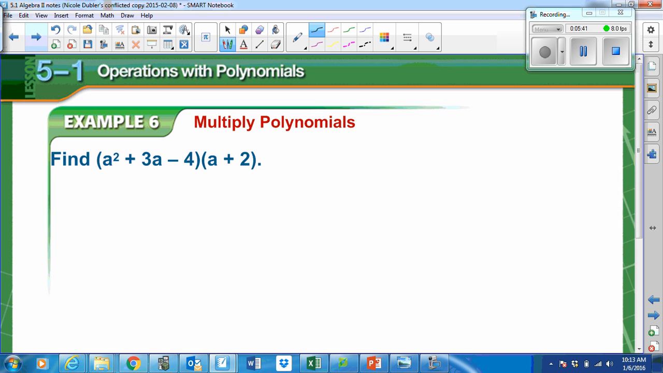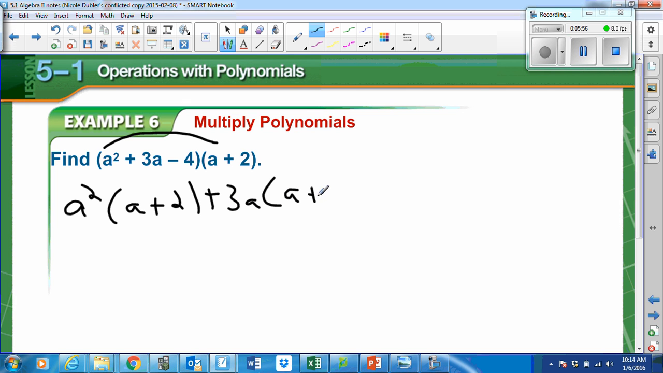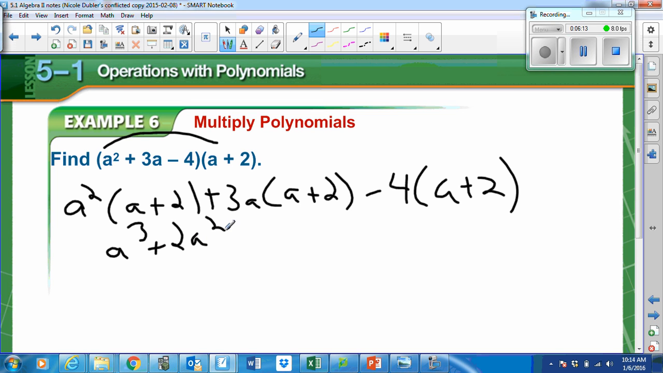So, multiplying polynomials. We need to be sure that we distribute everything to everything. So a squared needs to be distributed to the entire a plus 2. 3a needs to be distributed to the entire binomial a plus 2. And negative 4 needs to be distributed to everything. Now I think this is the easiest way to organize and make sure you don't lose any terms. So now when I multiply this out, I have a cubed plus 2a squared plus 3a squared plus 6a minus 4a minus 8. So now I can combine like terms.